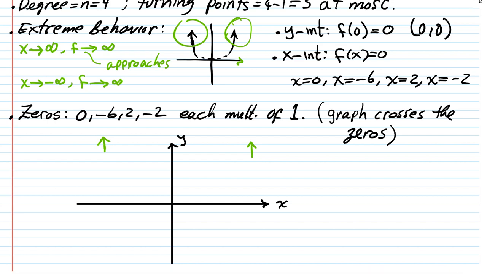Now let me show the intercepts. 0, let's say this is 2, this is negative 2, and negative 6 would be, let's say, here. All right, so this is negative 6. This is negative 2, 0, and 2 here. And remember, every one of these has to be crossed either this way or this way.